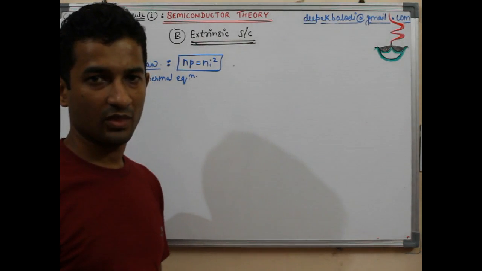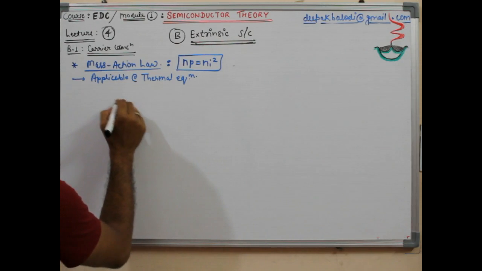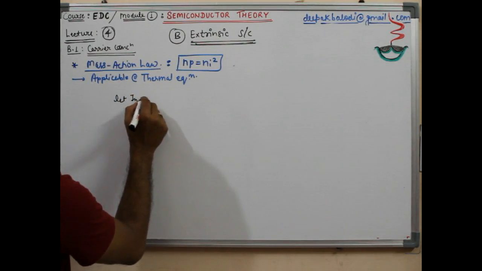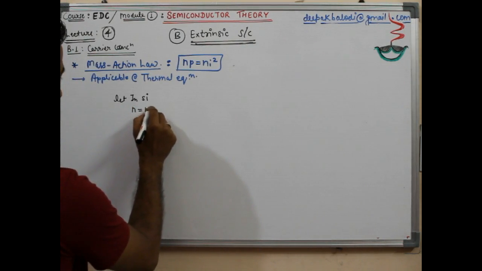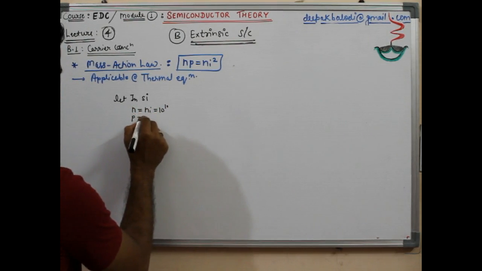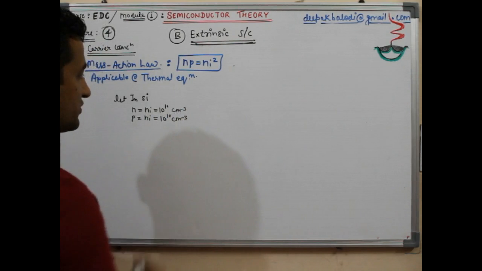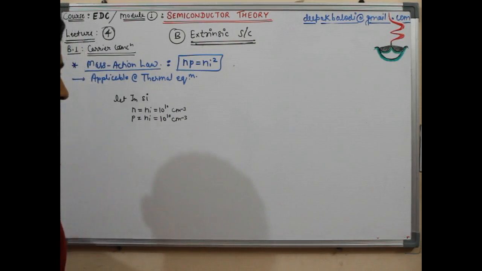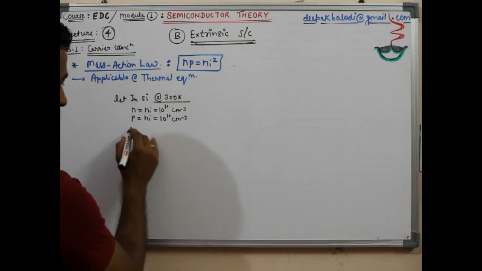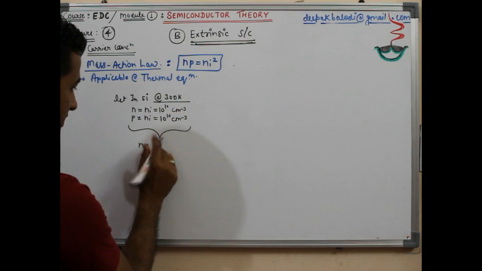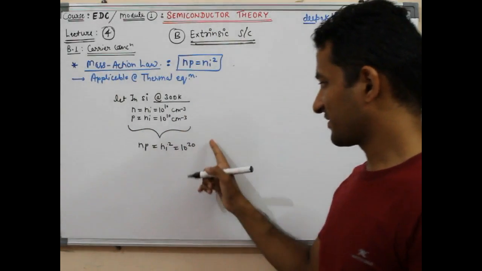So what to do with this? This explains the concept very clearly. Let's say we start with intrinsic silicon again. So let N equal Ni equal 10 to the power 10, and P equal Ni equal 10 to the power 10 per centimeter cube. If I miss it somewhere, you can assume this is per cubic centimeter. Then, because thermal equilibrium is maintained, and I am expecting everything at room temperature, you can confirm that N into P equals Ni square, and that is 10 to the power 20 per centimeter to the power 6.